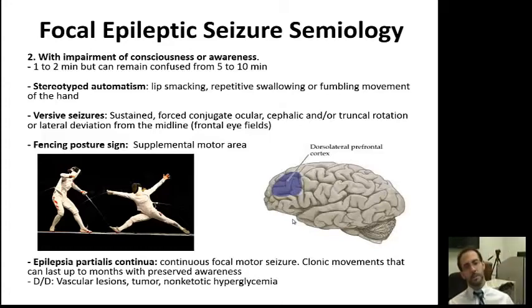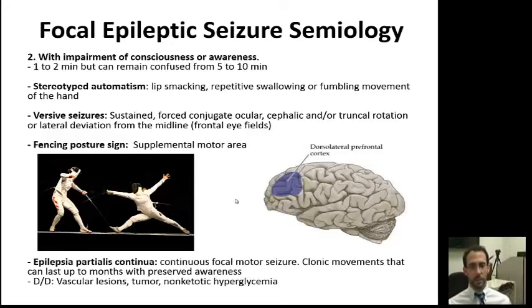They could have what are called aversive seizures, which is the same example I put before with the guy looking to the left side. It's pretty much because it's a sustained forced conjugate ocular, or basically cephalic deviation as well as the whole head, the eyes, and there's a truncal rotation or lateral deviation from the midline, which is pretty much the frontal eye field that I mentioned before.